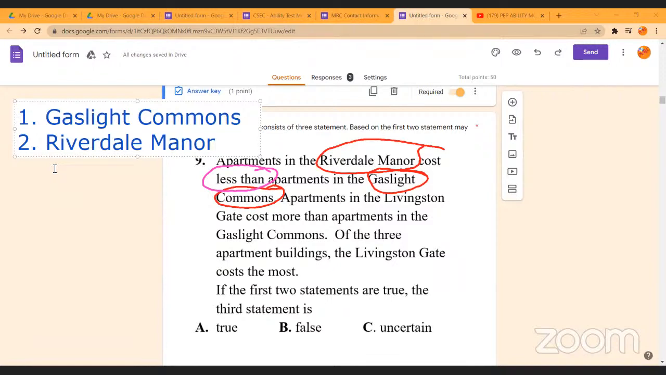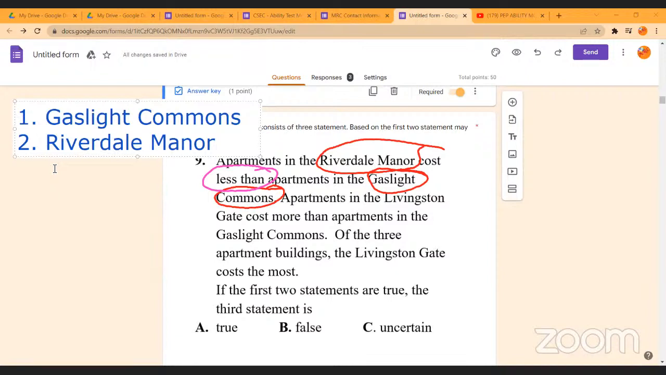So pronounce that word for me again. Gaslight. Gaslight. And that word is Commons. Say I go over command. So it's command and put on the S, Commons.